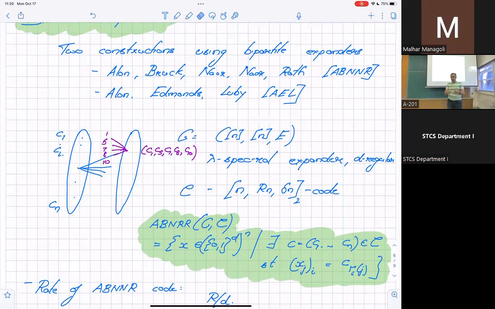We took every symbol and just repeated it D times, and it was this concatenation with the repetition code that causes the distance to go down so badly, because concatenation gives a product of the rates, the outer rate times the inner rate. The repetition code is rate 1 over D.